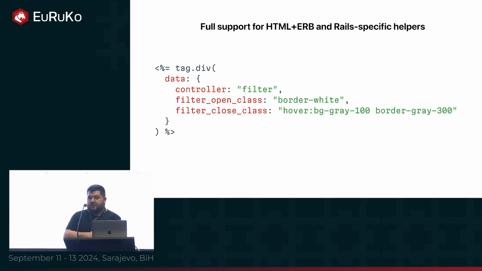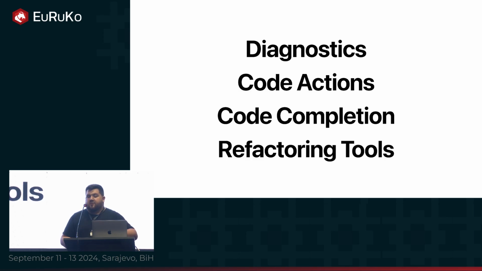And the other thing we don't really support right now is HTML and ERB documents. We want to provide the same diagnostics and code actions for ERB as well, when we were using Rails tag helpers, for example, and that's something we don't do today.